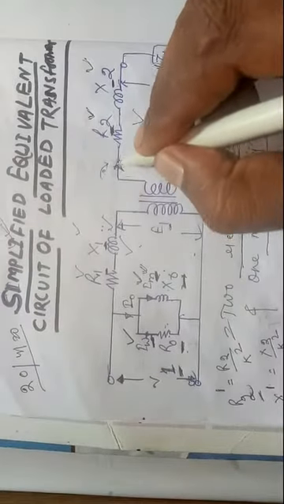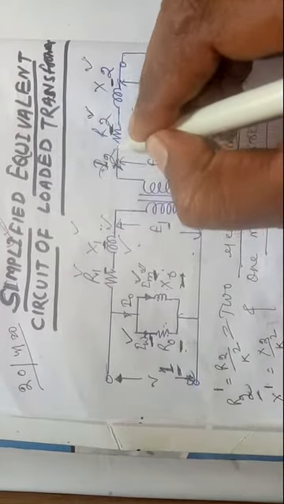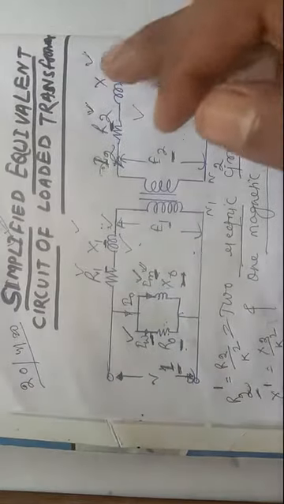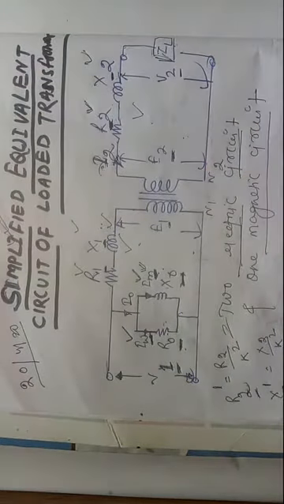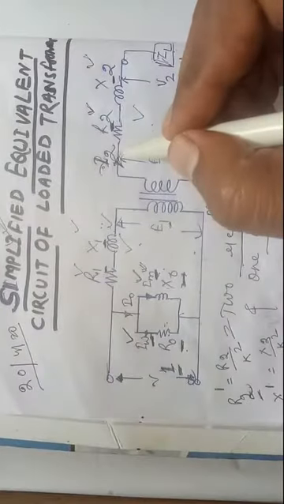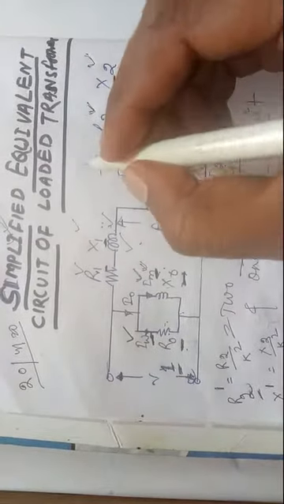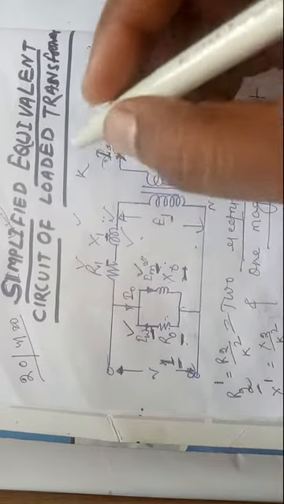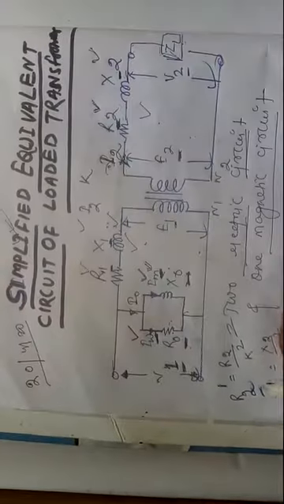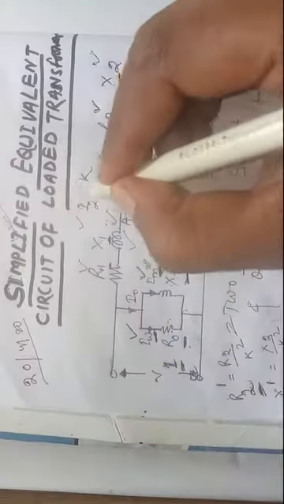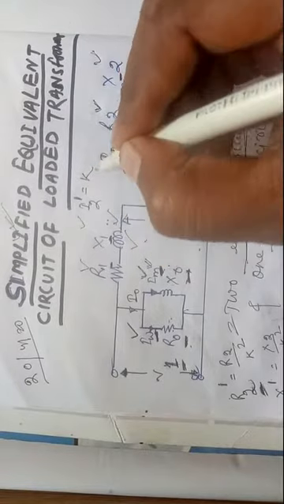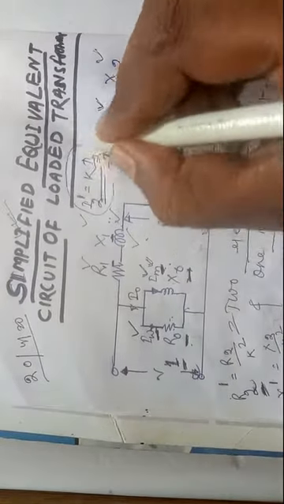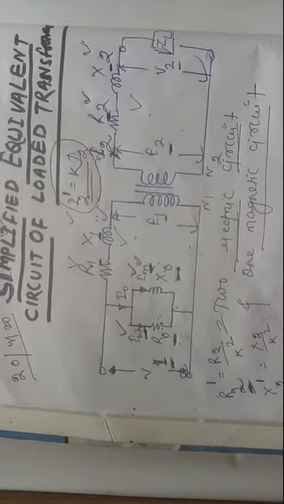One more thing, this current is your secondary current I2. All the parameters, current, voltage, resistance, reactance, will be shifted to the primary side. When the secondary current I2 is shifted to the primary side, it is multiplied by K. So it becomes I2 dash, which is equal to K times I2.